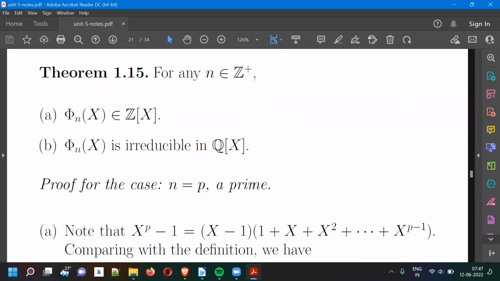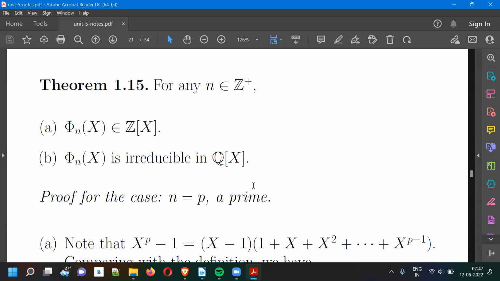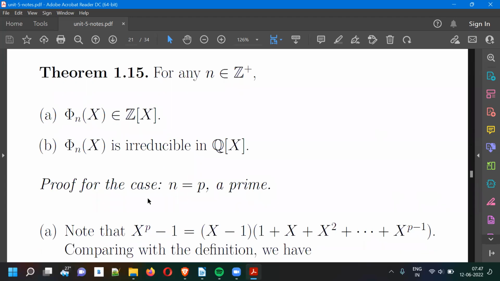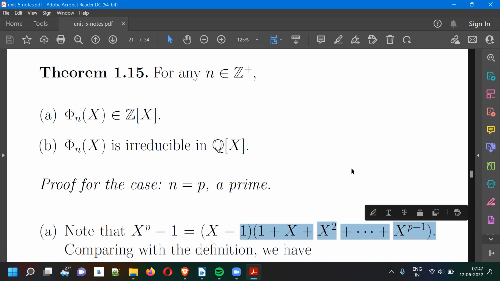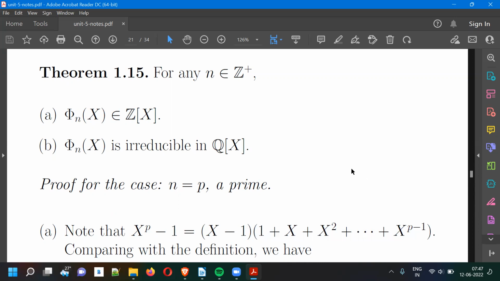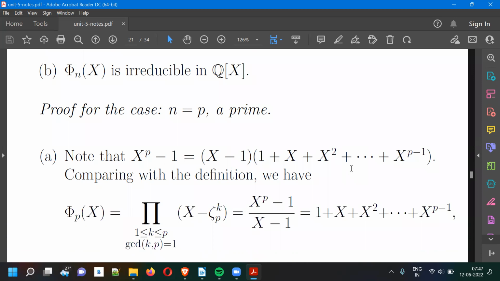In this case, the proof is very easy. Let's go back to the definition. When you consider x raised to p minus 1, we know this easy factorization. This is equal to x minus 1 times 1 plus x plus x squared up to x raised to p minus 1. A simple factorization that we all know. But now let's compare this with the definition. Phi p of x is then equal to the product over all k co-prime to p of x minus zeta p raised to k.